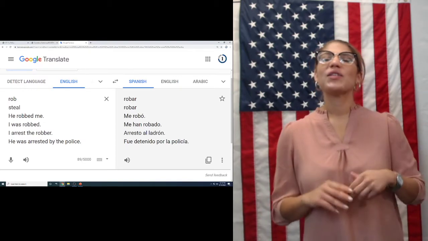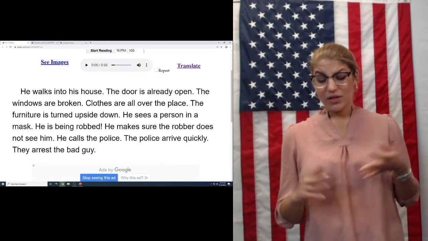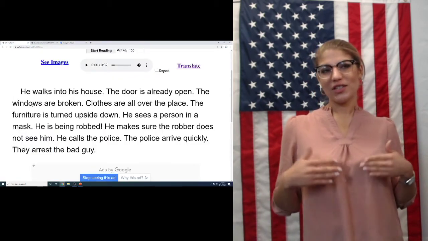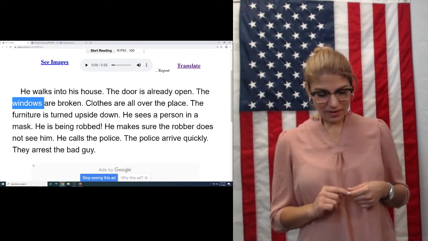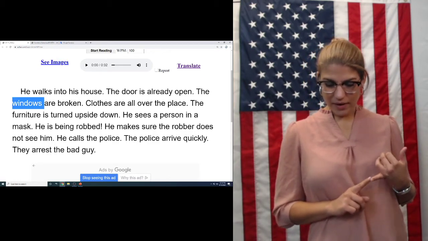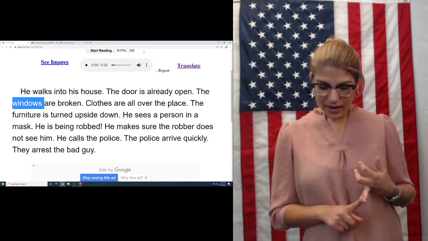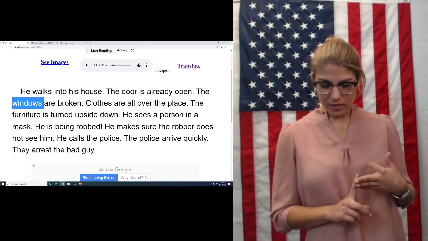Let's go back to our reading. Do you guys have any questions about the words that are in this reading? The police arrived quickly. They arrest the bad guy. He is being robbed. Robber.